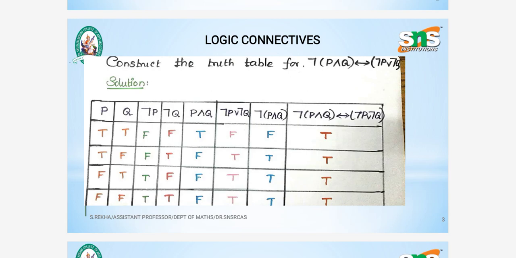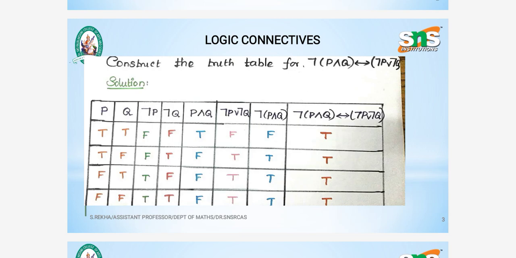Next we keep it as it is, and we apply P and Q. P and Q means conjunction: if both statements are true we say it is true, otherwise it is false. Next we apply or for negation P and negation Q, that is negation P or negation Q.